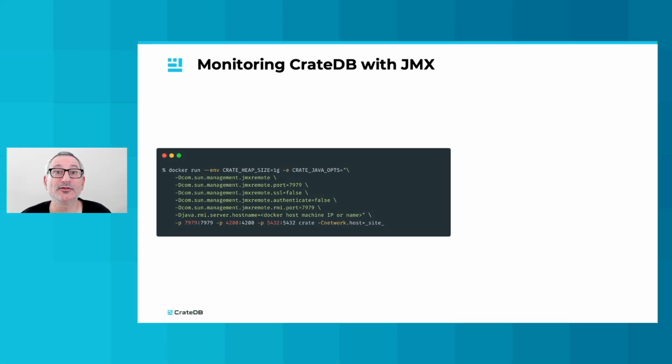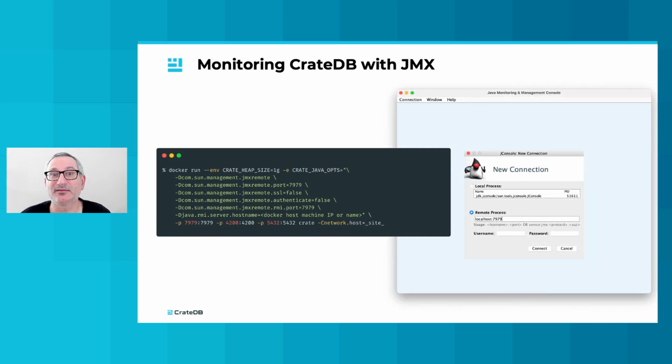Let's jump right in. You can monitor the behavior of a CrateDB cluster using JMX, Java Management Extensions. I'll demonstrate this using a Docker image. This command starts a single node cluster with some additional configuration for JMX. We'll use port 7979 as the remote JMX port.